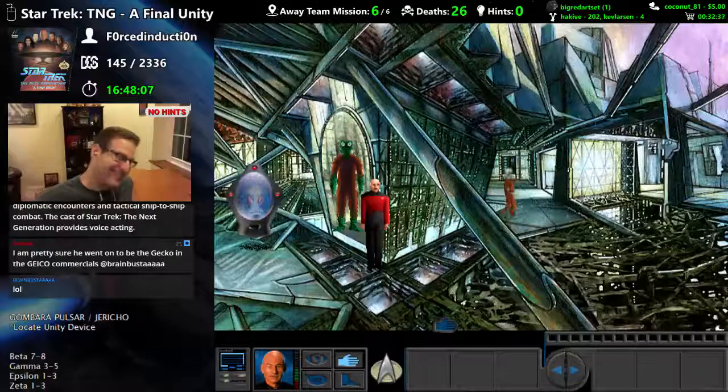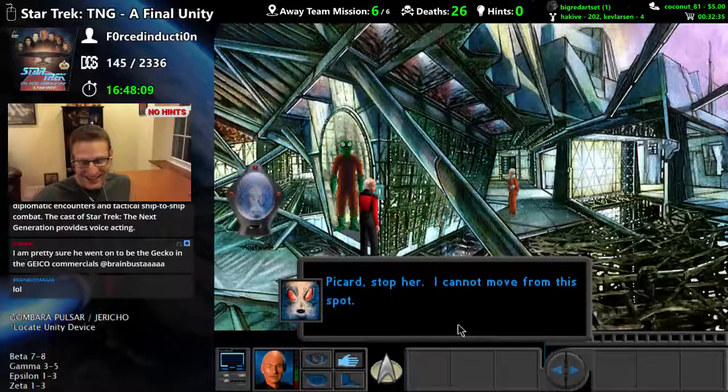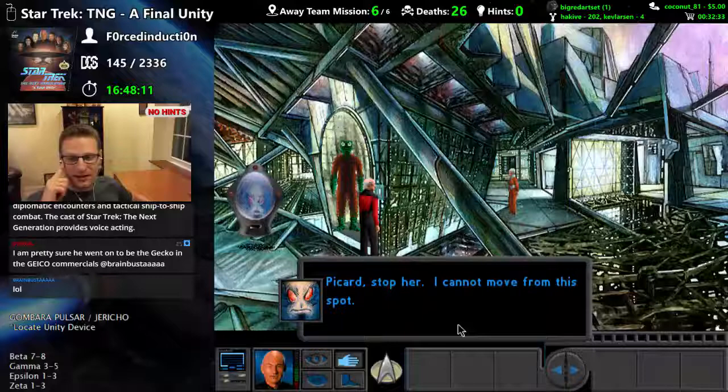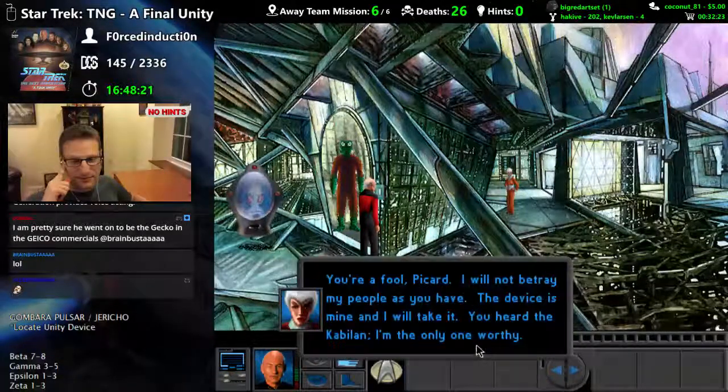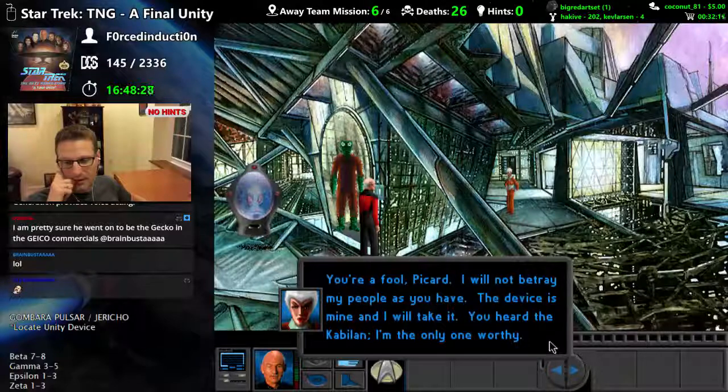She wins? That's great. Picard, stop her. I cannot move from this spot. Why not? Pentara, what are you doing? The device should not be controlled by one government. The risks to everyone, including your people, are too great. You're a fool, Picard. I will not betray my people as you have. The device is mine, and I will take it. You heard the Kabbalan. I'm the only one worthy.